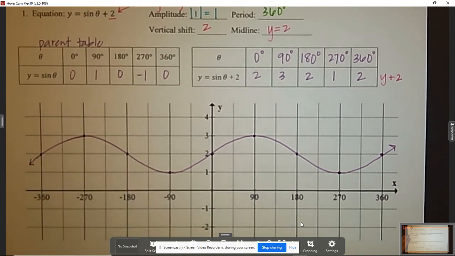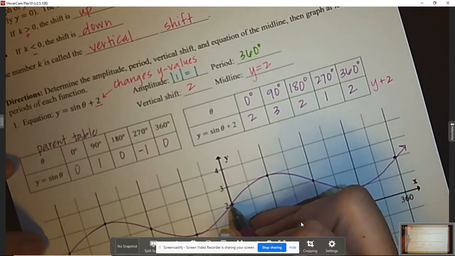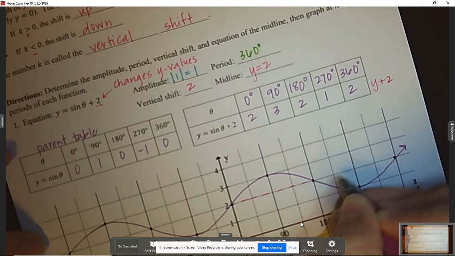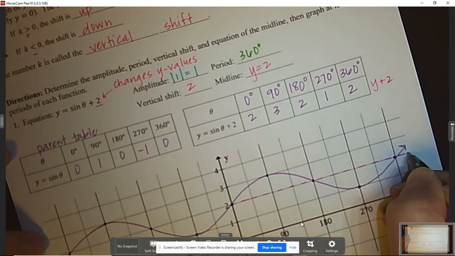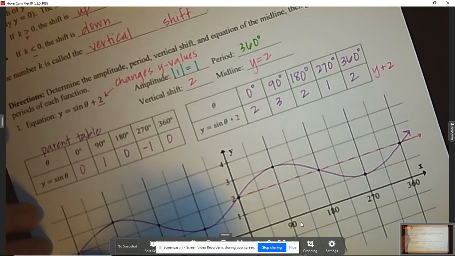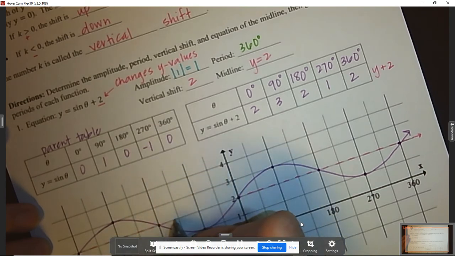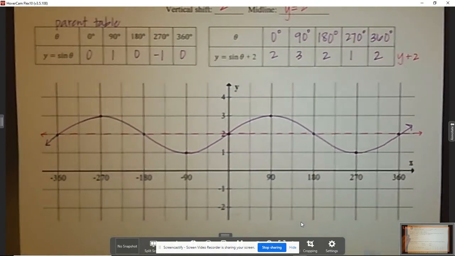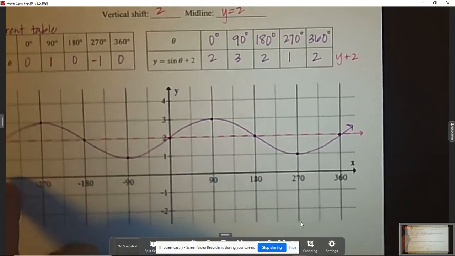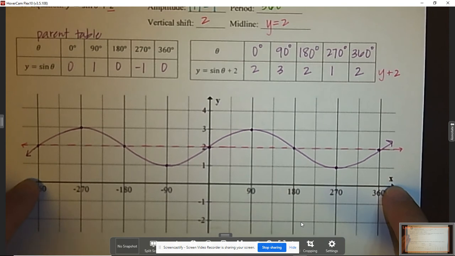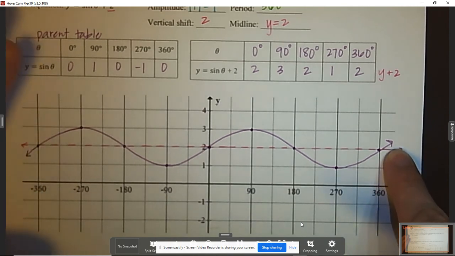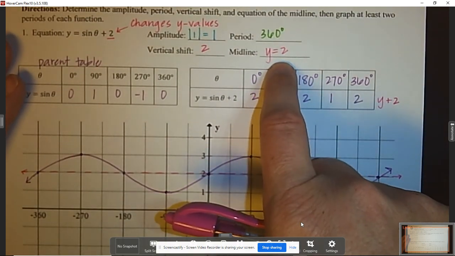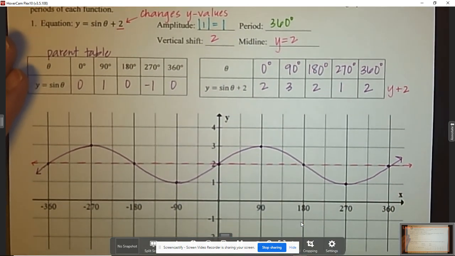So remember, the only change was that it was shifted up 2. Otherwise, it looks just like the regular sine graph. Now, as you can see here, the middle of my graph is right there now. The middle of my graph used to be the x-axis. If you picture the midline on the x-axis, since my graph shifted up 2, so did my midline. That's why the equation of my midline is y equals 2. It will always match your vertical shift.